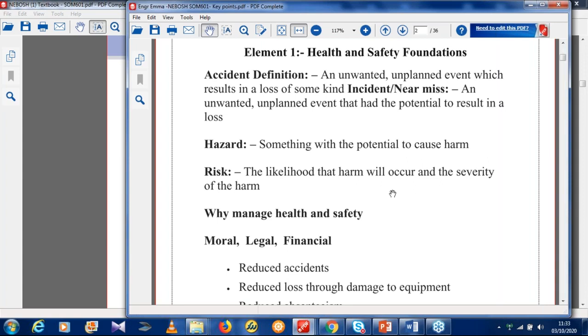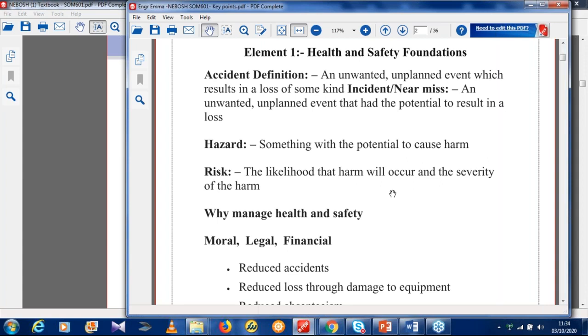That is defined as a hazard. Then, when we talk about risk, we are looking at the likelihood that harm will occur and the severity of that harm. That's what we mean by risk. So we can say risk is the probability or likelihood that a hazard will cause harm, in relation to the effect or the consequence.